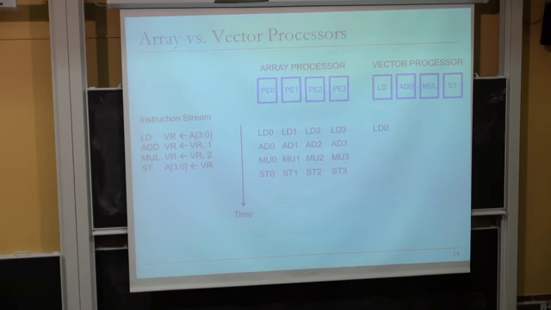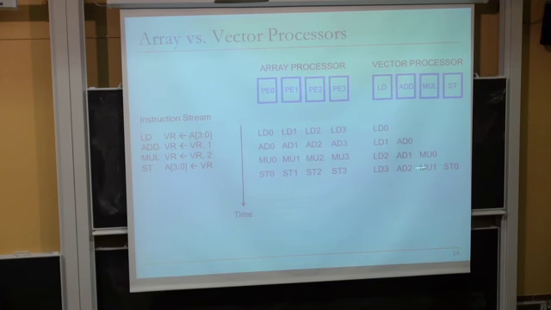In a vector processor, you're pipelining the operations. In the first cycle, you start the load for the 0th element. In the next cycle, you do the load for the first element, and you start the add for the 0th element, because this add is dependent on the load, right? In the next cycle, you start the load of the second element, add of the first element, and multiply of the 0th element, and so on, if you will.